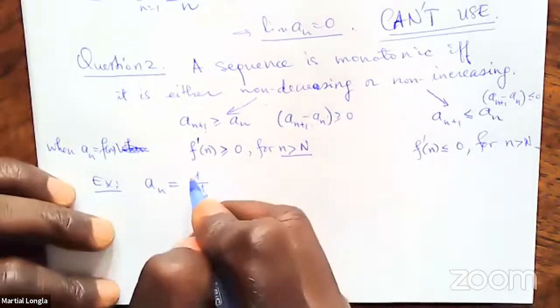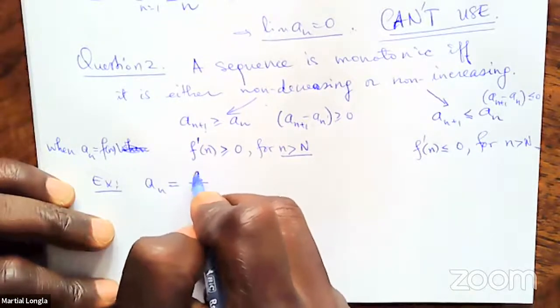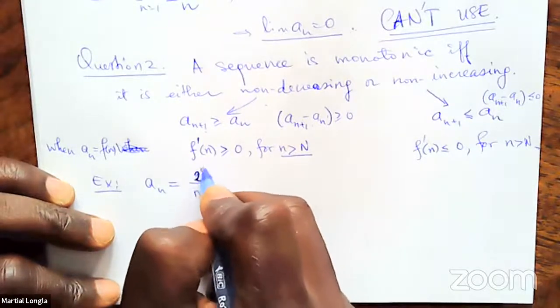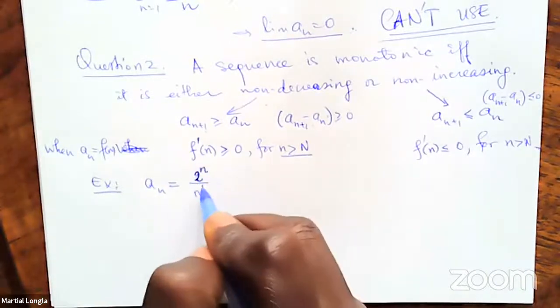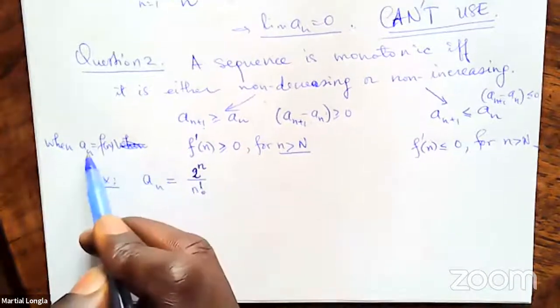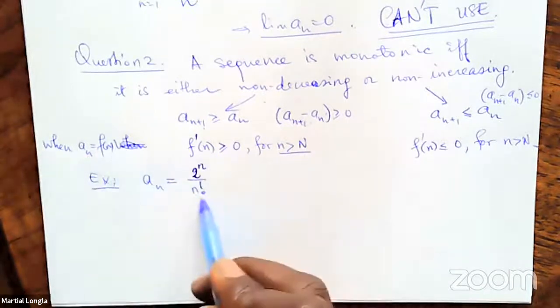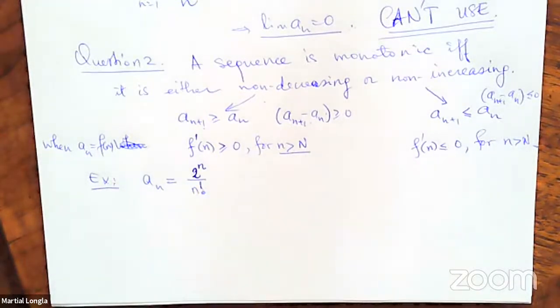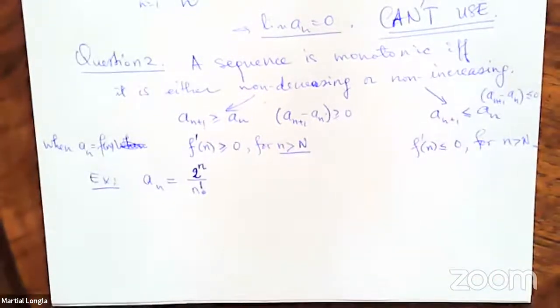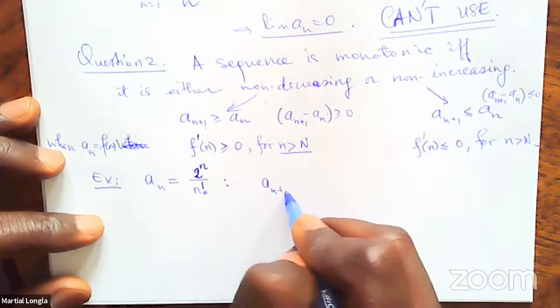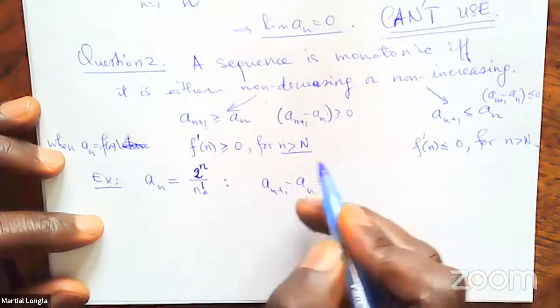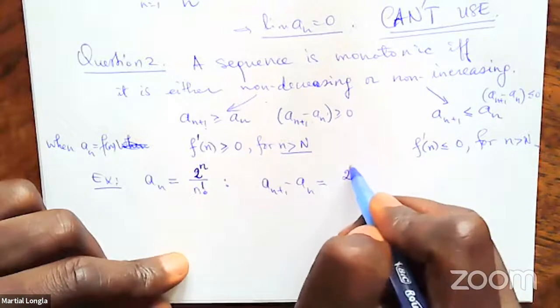I mean, even to make it more interesting, let's say we do this: 2 to the power n over n factorial. Now, in here, you can see that you don't have a form of a function that you can take a derivative of, because we can't take derivatives of factorial n. So we have to do this computation to figure out whether it is increasing or decreasing. And so to answer the question, you're going to have to find a_{n+1} minus a_n. For a_{n+1}, replace n by n plus 1.